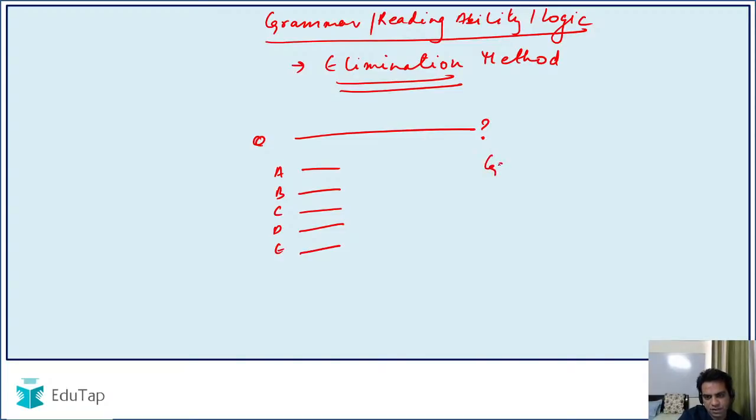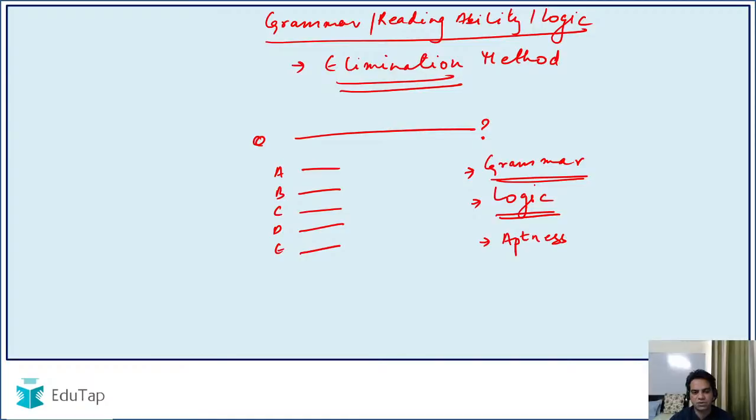One is based on grammar, which is very common: grammatically that option was wrong. Second, based on logic: logically it did not match the sequence or the structure of the question. And you can also eliminate on the basis of your understanding or aptness. It may happen that out of these five options, two or three were very close, so we could not understand which was the apt answer. So aptness is very important to eliminate your options, right, guys?